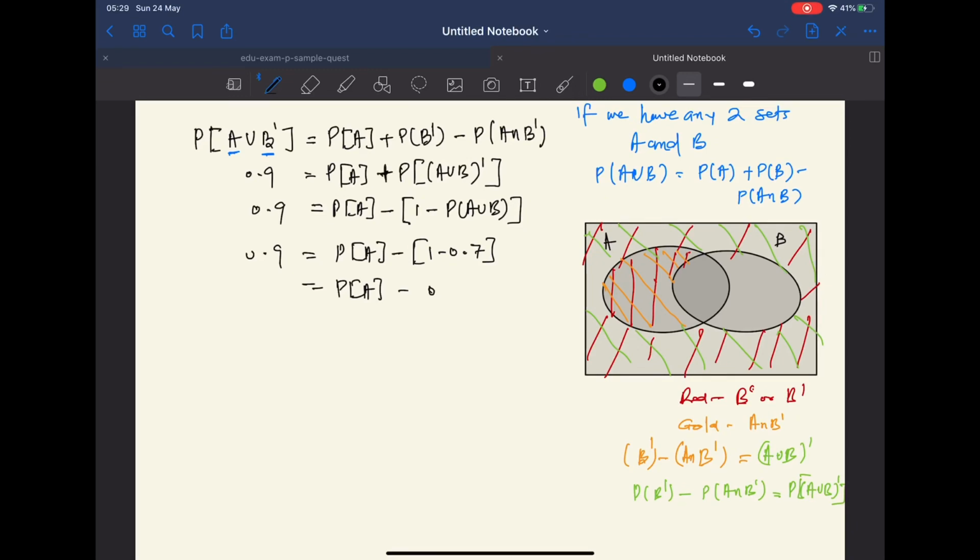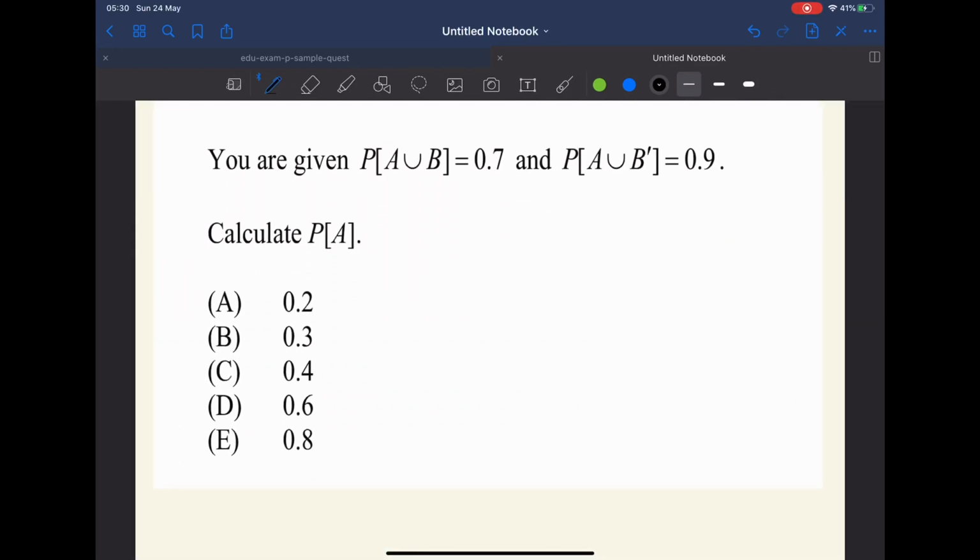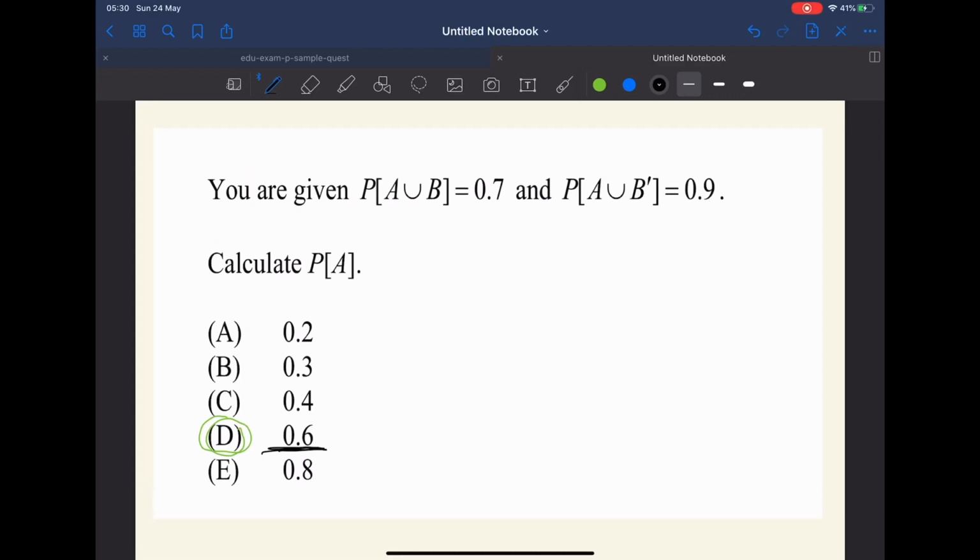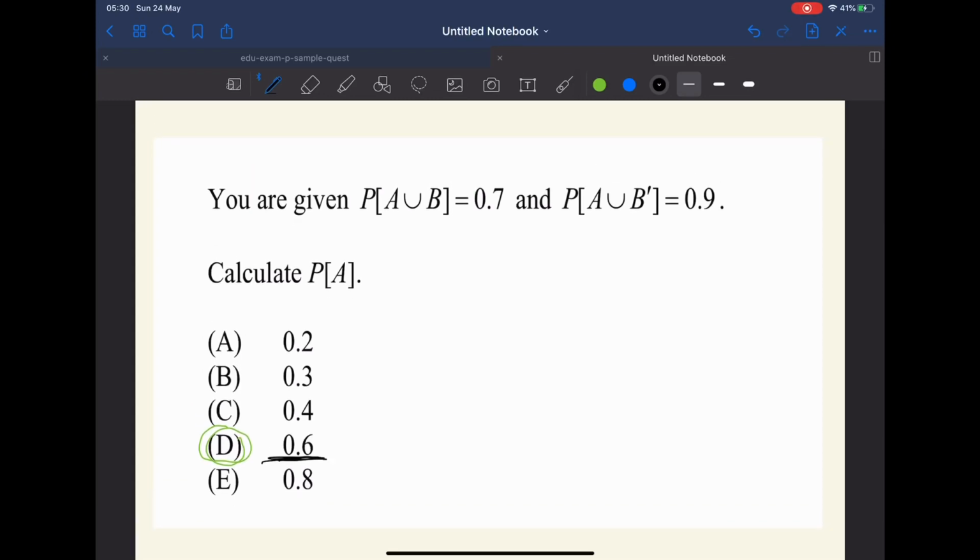Sorry, this should be plus. I'm very sorry. This should be plus, so plus 0.3. And this implies that we have probability of A to be 0.9 minus 0.3, and that gives us 0.6. So from our question, the answer is answer choice C, which is 0.6. Okay, we move on to solve the next question.